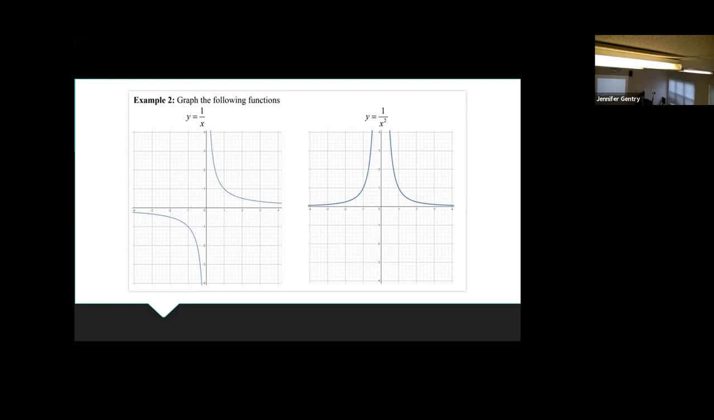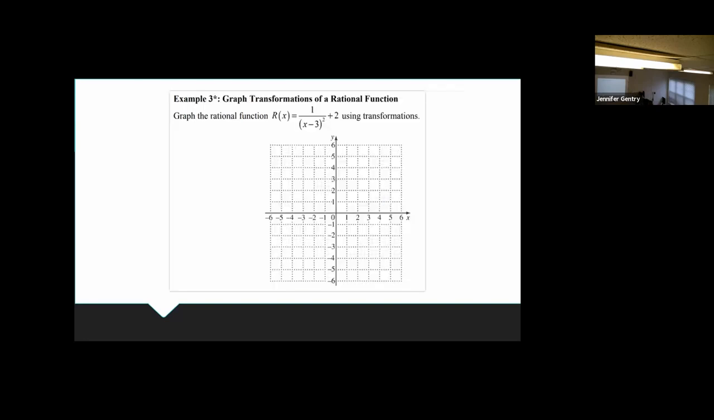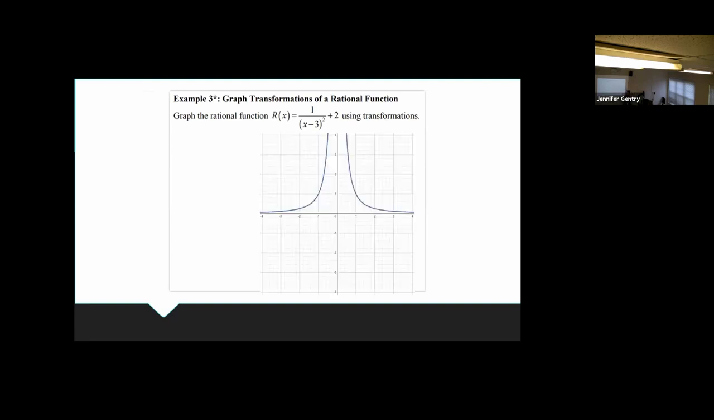Now, if we take this and combine it with what we did last week about transformations, x minus 3 squared plus 2. Remember, we did those transformations last Thursday, right? Let's start with 1 over x squared. Don't draw on your paper yet unless you want to draw all of them.